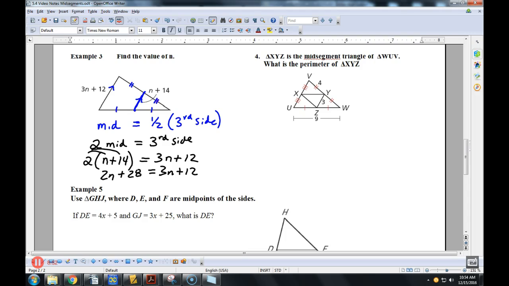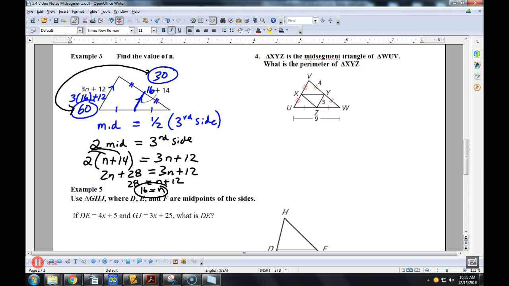And I'm going to minus 2n from both sides, and I get 28 equals n plus 12. And then when I subtract 12 from both sides, I find out that n is 16. Now I should probably plug that in, just make sure that it works out. So 16 plus 14, well that's 30. And 3 times 16 plus 12, well that's 48 plus 12, that's 60. And they do what they're supposed to do. The third side is twice as big as a midsegment, so it looks like it worked out pretty nice.